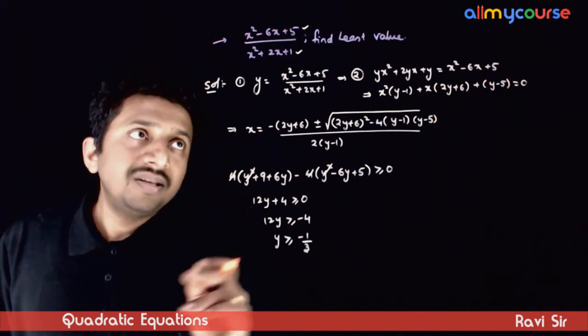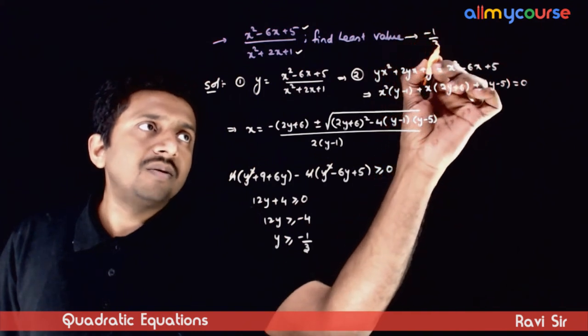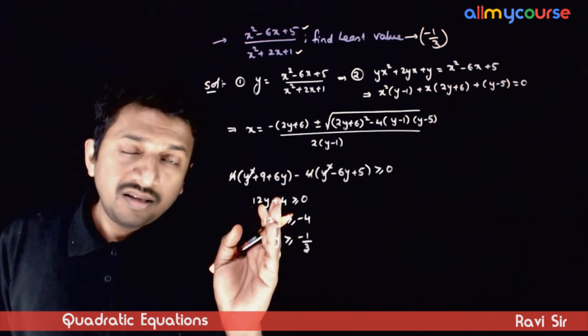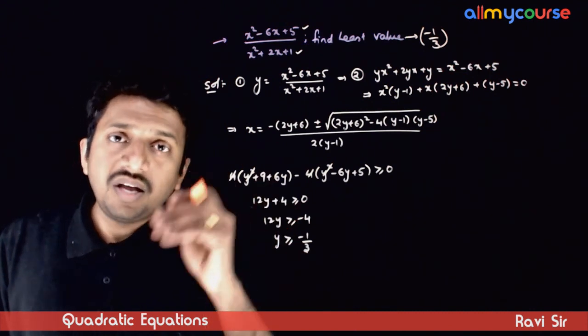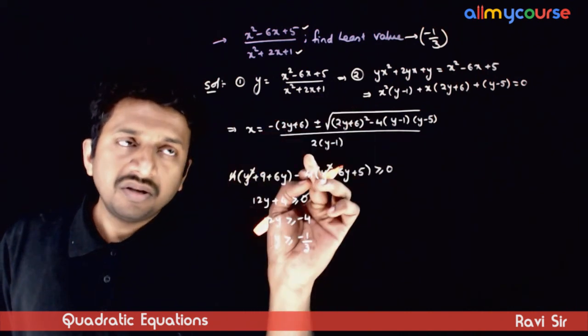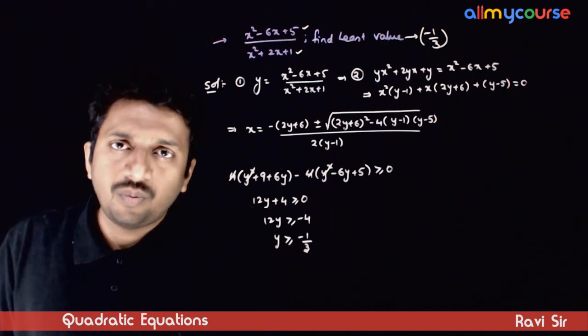So what is the conclusion? The least value of this expression is minus 1 by 3. And this occurs when x is equal to what? You just need to put y is equal to minus 1 by 3 in this expression. You get the value of x where this expression gets least value.